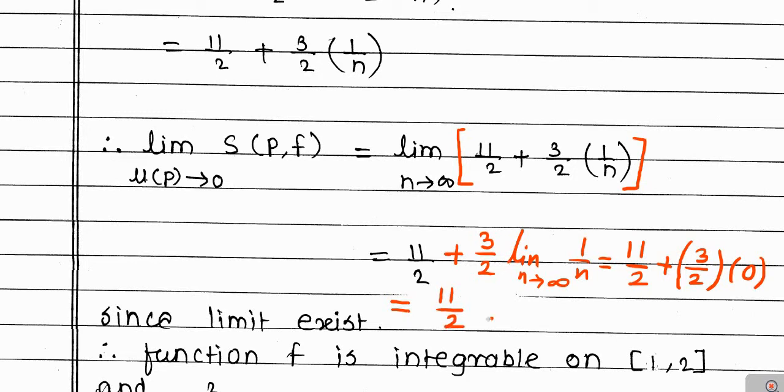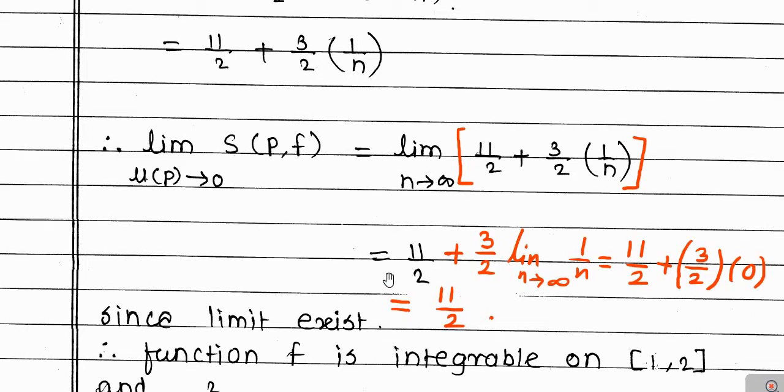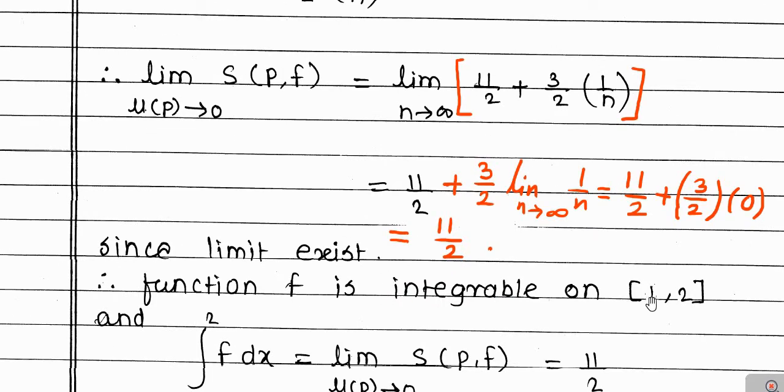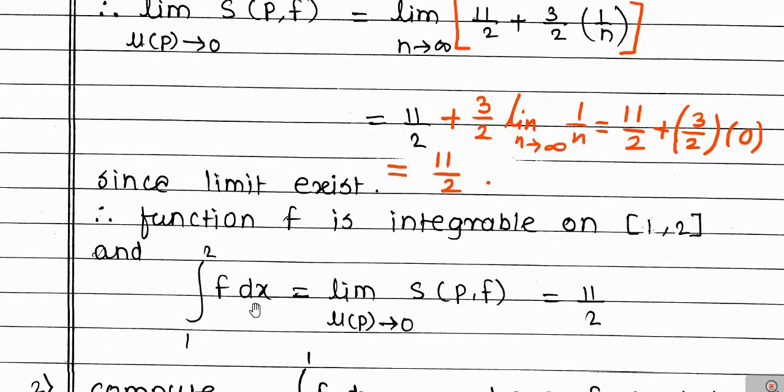Okay, now as the limit of the Riemann sum as the norm of the partition tends to 0 exists, it means that the function f is integrable on the closed interval 1 to 2. This is by the second definition of integrability. And the limit we have obtained is 11 by 2, which means that the integration from 1 to 2 of f dx is equal to the limit of this Riemann sum as the norm of the partition tends to 0, and it is equal to 11 by 2. So like such we have solved this first example.